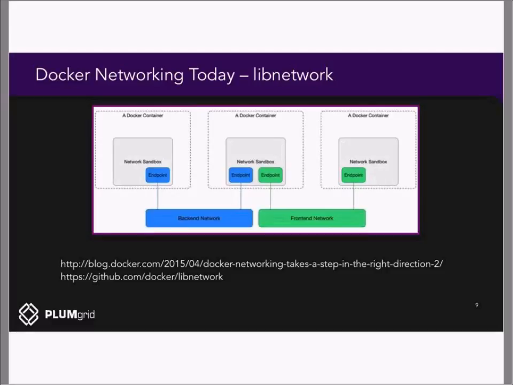So a network sandbox is like an isolated environment where networking for a Docker container resides. And an endpoint is something like a network interface where a container or Docker can communicate over the network. And a network is a group of endpoints where different endpoints can talk to each other. And one network is isolated from the other network.